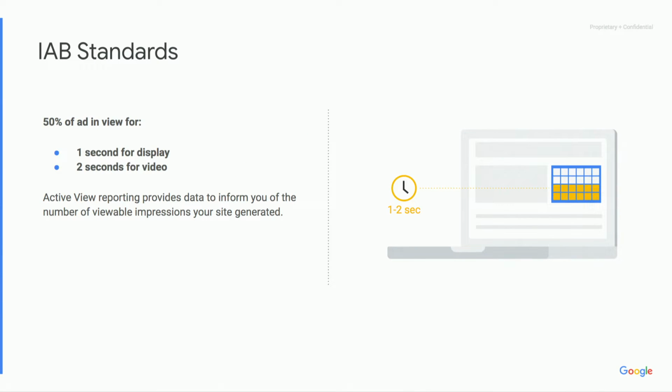The Interactive Advertising Bureau, or the IAB, defines a viewable impression as an ad with the following criteria. For display ads, 50% of the ad's pixels are visible in the browser window for a continuous second. For larger ads greater than 242,000 pixels, 30% of the ad's pixels are visible in the browser window. And for in-stream video ads, 50% of the ad's pixels must be visible in the browser window for a continuous 2 seconds.